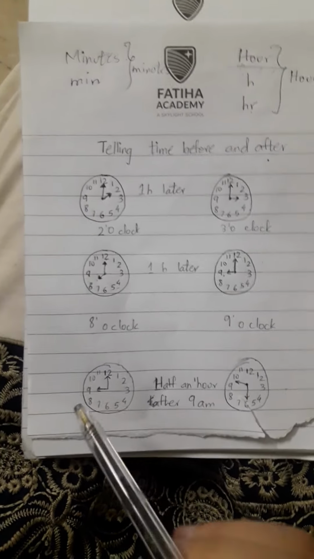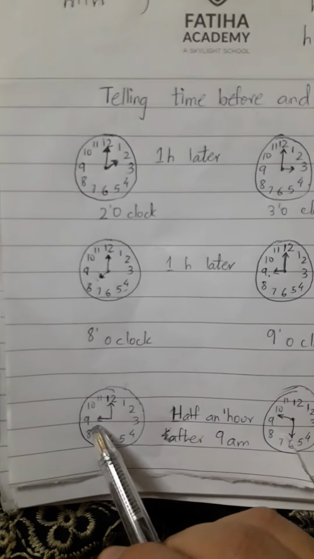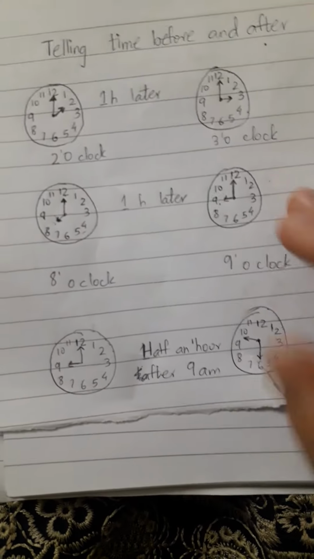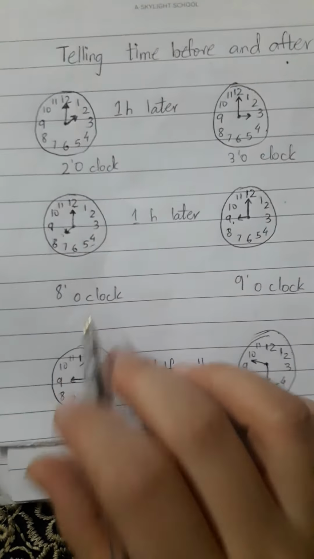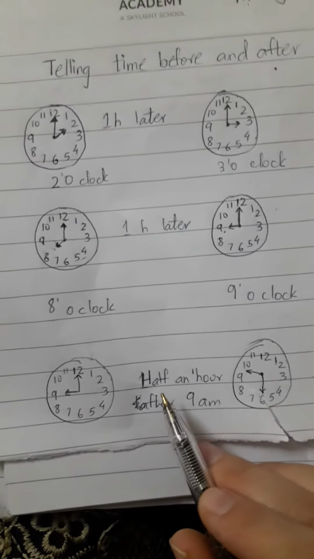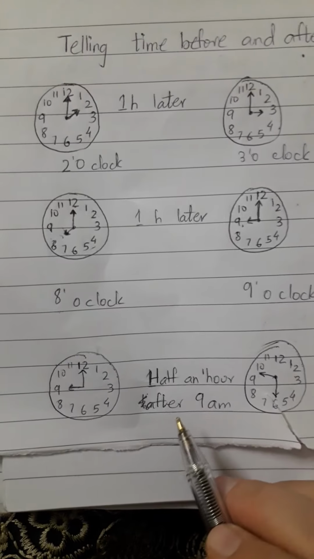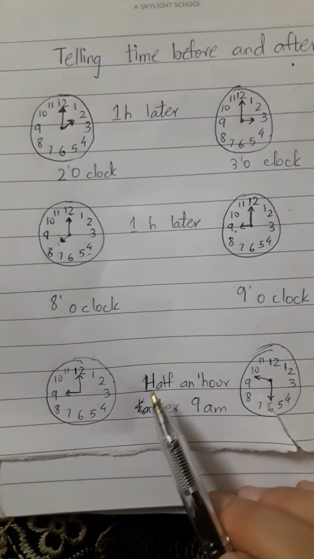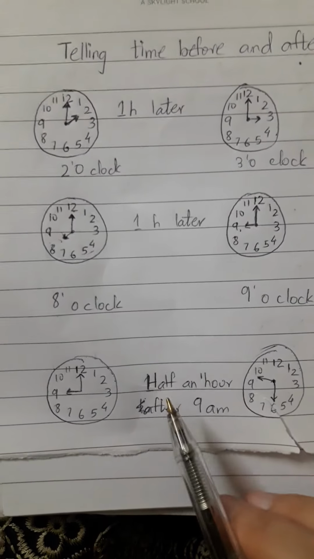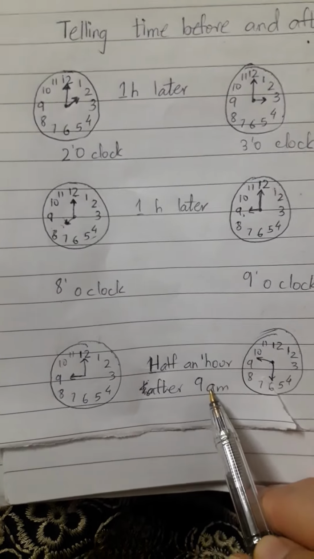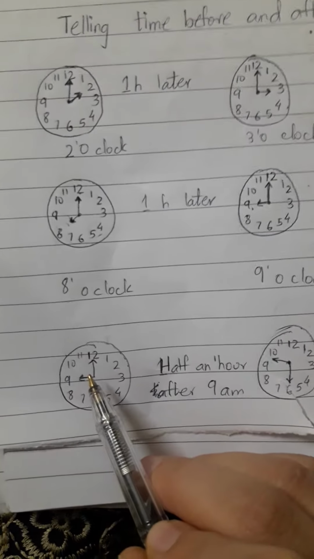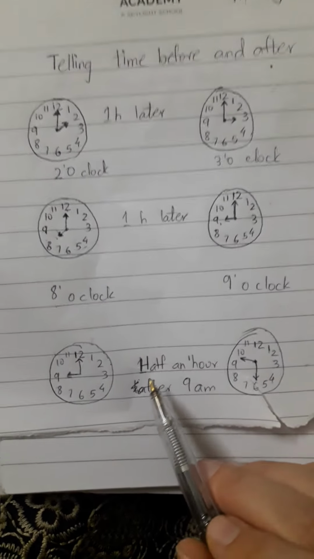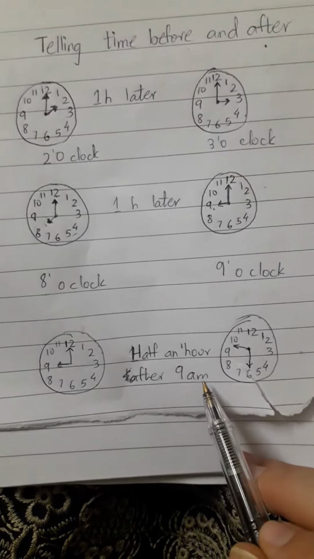Now look at this example. Here, this clock is showing 9 o'clock, right? It's showing us 9 o'clock, okay? And I ask you what time it will be half an hour after 9 a.m. Sorry, 9 a.m. Okay, this clock is showing us the time as 9 a.m. and I ask you what time it will be half an hour after 9 a.m.